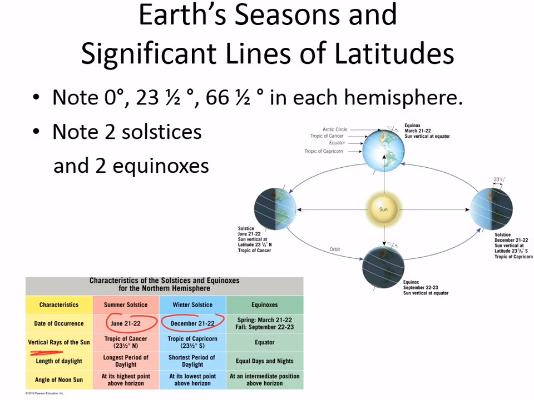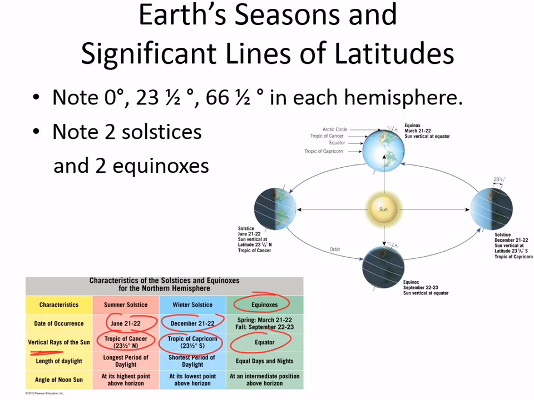So at the summer solstice, our northern hemisphere summer solstice, who gets the most direct rays? It's the Tropic of Cancer. At our winter solstice, who gets the most direct rays? It's in the southern hemisphere. It's the Tropic of Capricorn. For both the equinoxes, who gets the direct rays? It's 0 degrees latitude. It's right over the equator.